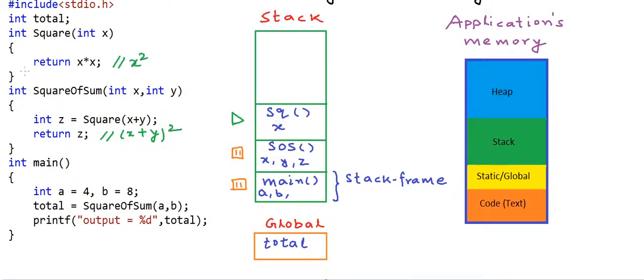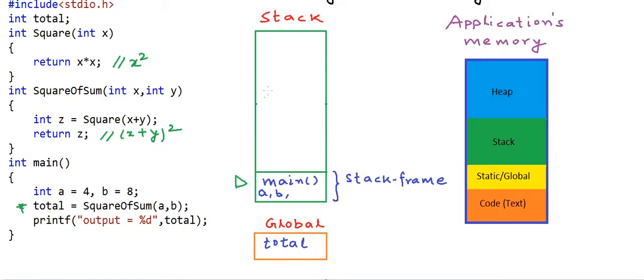Now when this method finishes, we will return back to this particular statement. As soon as the square function returns, it will be cleared from the stack memory, and now the square of sum function will resume. Once again, when square of sum finishes, the control will come back to this particular line, the line total is equal to square of sum, and main will resume again.